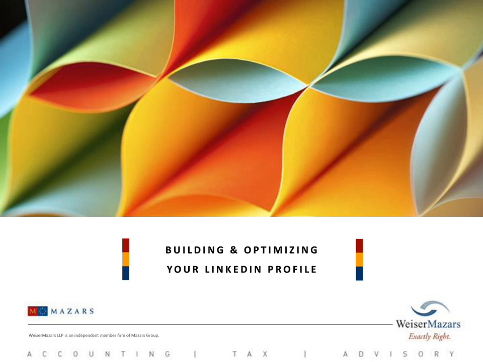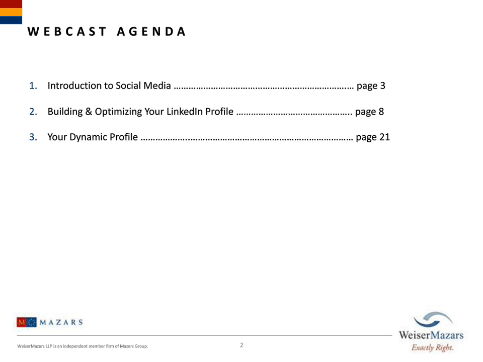So now this is our webcast agenda for the day. We're going to start off with a general introduction to social media, because I really want you to understand the trend of social media and why we're focusing on LinkedIn in particular. And then we're really going to delve into the workshop part of this webcast, building and optimizing your LinkedIn profile. We're going to go through the 10 most important things you have on your profile, how to change those things, and why you should be changing those things. And then the third part is your dynamic profile. That's going to be about, once you make these changes today, how you keep your profile up to date going forward and how you really keep it as a valuable tool.